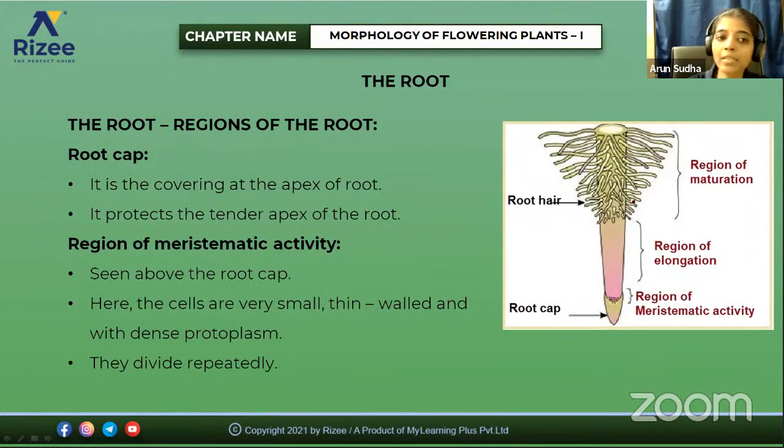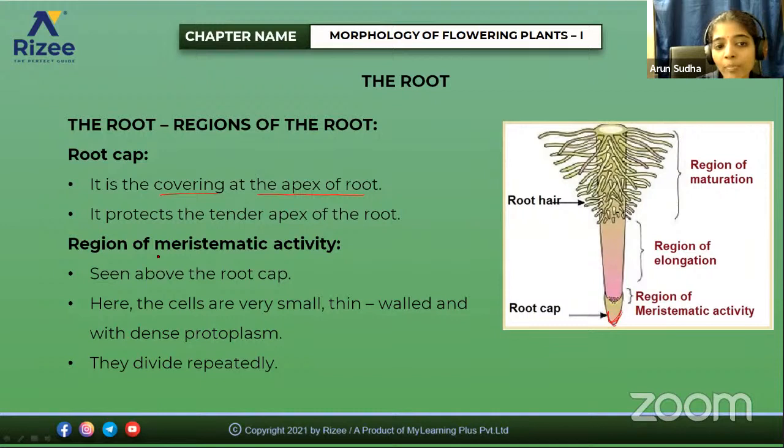First is the root cap. It is the covering at the apex of the root. So the tip is the root cap. It protects the tender apex of the root. Actually, this area will be very tender and it can be easily torn off. So it is protected by the root cap, which acts as a covering.